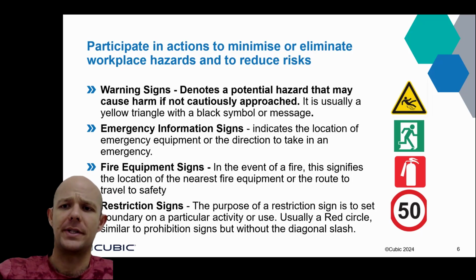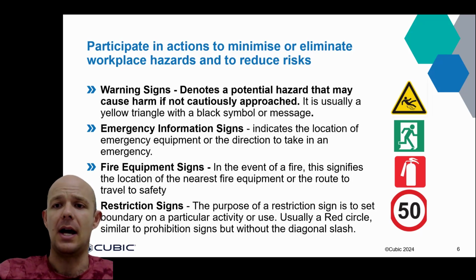Next one, fire equipment signs. So denoted with that red square there with the white fire extinguisher in it. So it signifies the location of the nearest firefighting equipment or route to travel to safety. So for example, if a fire extinguisher is in a cabinet, it could be a red cabinet marked with that symbol, or perhaps it's above it directly as it's hanging from the wall, or indicating whereabouts it's stored.